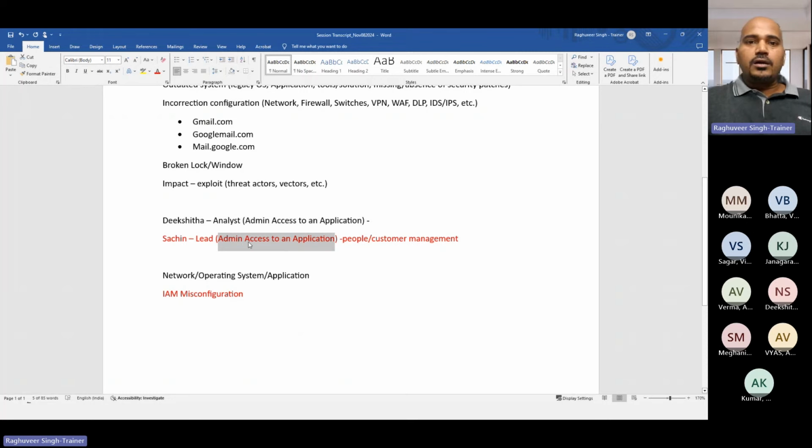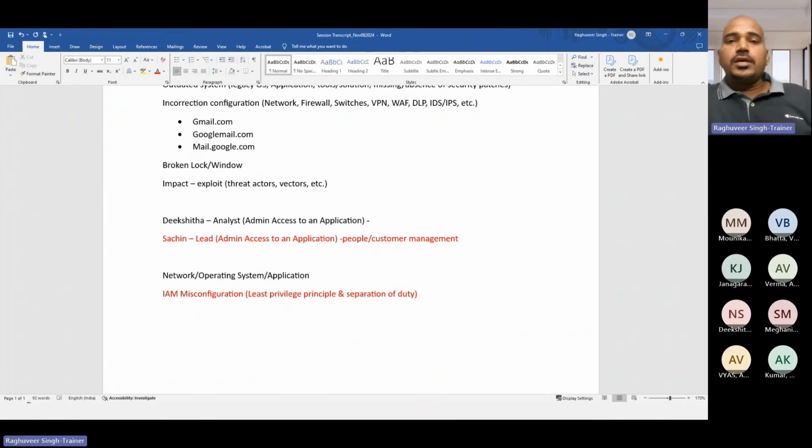Because with admin access, a hacker can reconfigure the entire application, can delete all the security configuration, can delete all the modules, or configure the application based on their requirement. So this is an IAM misconfiguration, and the misconfiguration is basically violating the least privilege principle. Least privilege principle says that identity should be granted least privilege and separation of duty. Based on their role and duty, they should be granted least access.